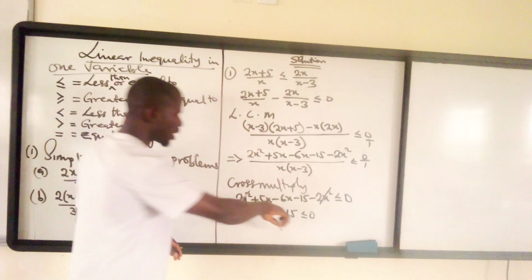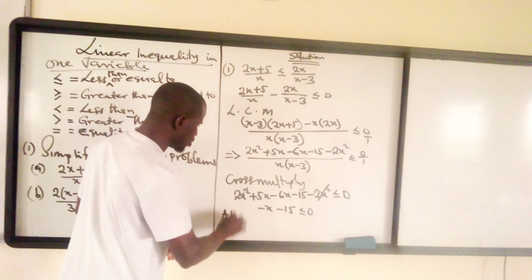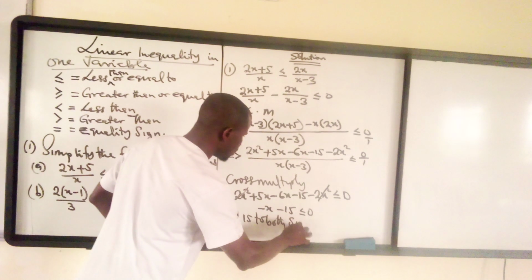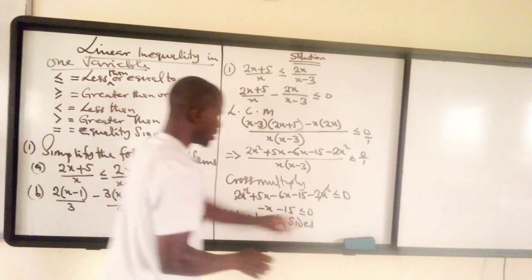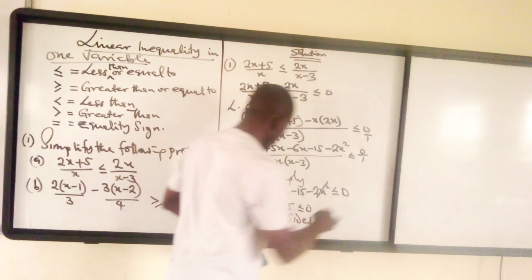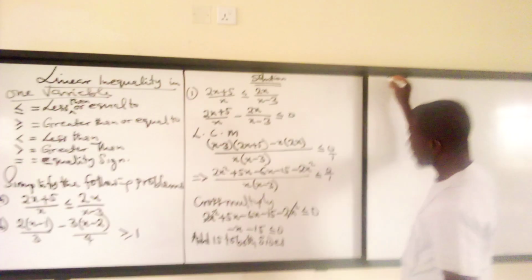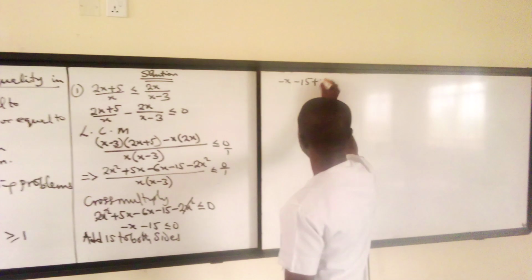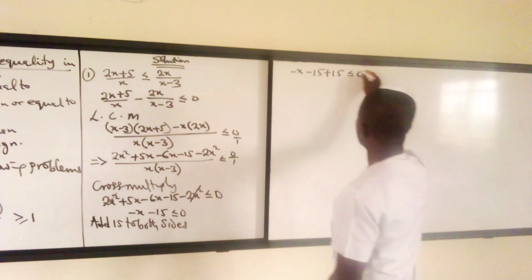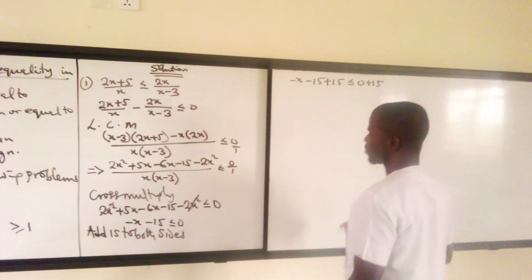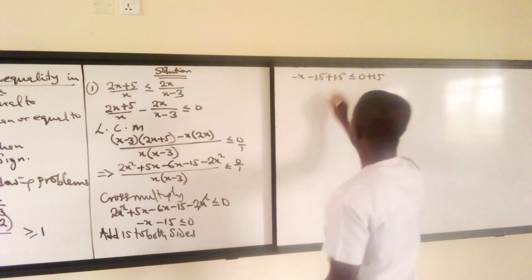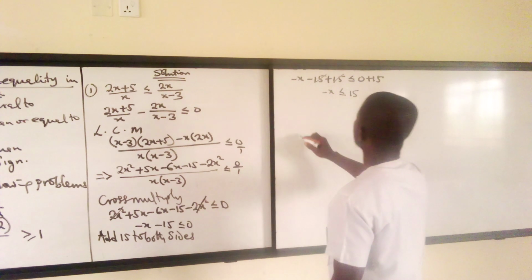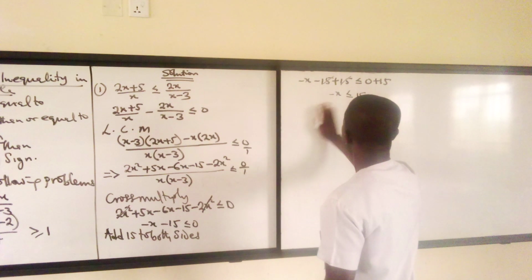What are we expected to do? We can send this one across by saying add 15 to both sides. Then when we do that, we'll have minus x minus 15 plus 15 is less than or equal to 0 plus 15. Then at this point in time, this will cancel with this and we are left with minus x is less than or equal to 15.